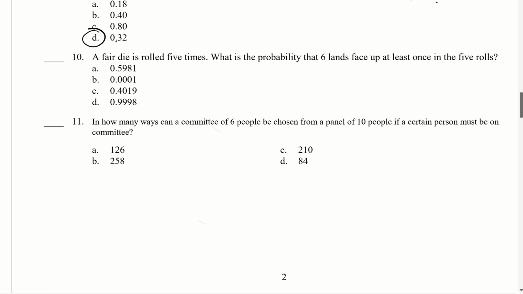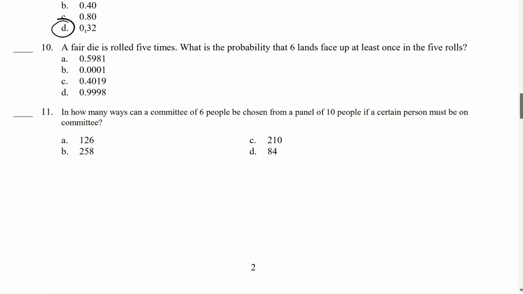Okay. All right. So number 10, a fair die is rolled 5 times. What is the probability that 6 lands face up at least once in the 5 rolls? All right, and we'll say, okay, so let's say S is when it lands at a 6, right? So the probability of S for one roll is 1/6, right? 1 out of 6 for a fair die. And we want the probability that it lands at least once. So that means once or twice or 3 times or 4 times or 5 times.